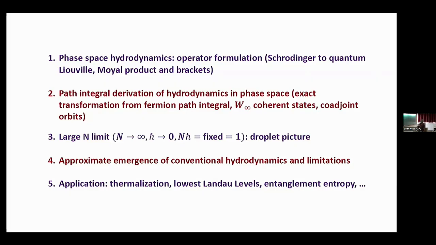Then we'll discuss the large n limit, in which the phase space distribution, the Wigner distribution, actually becomes a density that is either 1 or 0, leading to a droplet picture. And from the droplet picture, I'll show how the approximate emergence of conventional hydrodynamics comes about.